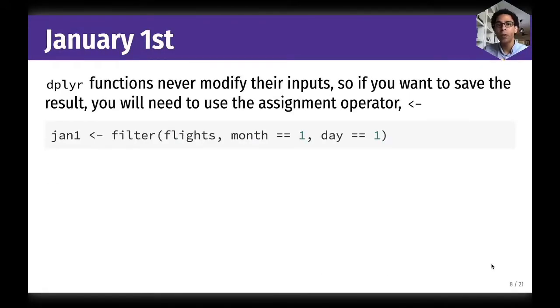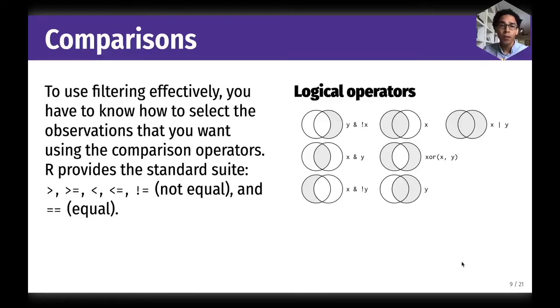dplyr functions never modify their inputs, so if you really want to save the result, you will need to use the assignment operator, the left-hand arrow operator. So in this case, we are assigning the output of this filtering function to a new object in R called January 1st. To use filtering effectively, you will have to practice with the comparison operators, and R comes with a variety of them that are very useful when performing any type of data analysis.